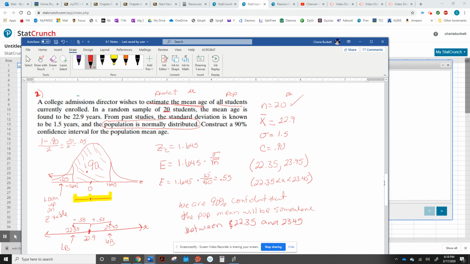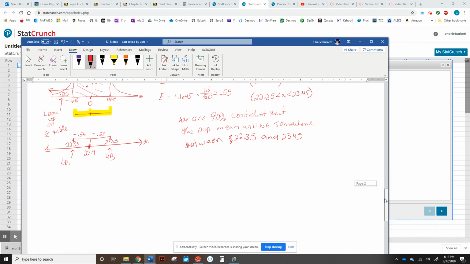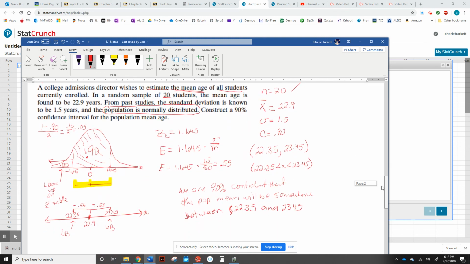So I'm going to go ahead and stop this video. You should be able to tell me everything. Our critical value was 1.645. Our margin of error was 0.55. Our confidence interval was 22.35 to 23.45. Here's what it looks like. So yeah, we've done everything here. This is just about anything that I could ask you.